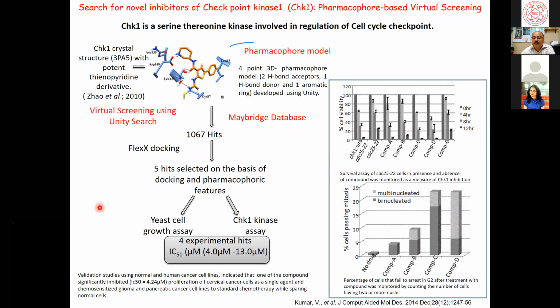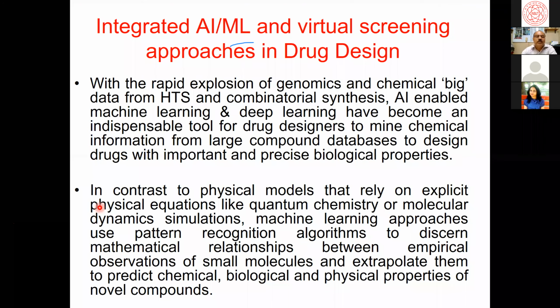Some of the recent trends that we have been observing and applying recently in our projects is how to integrate artificial intelligence, machine learning, and deep learning based methods with virtual screening approaches in drug design. With the rapid explosion of genomics and chemical big data from HTS and combinatorial synthesis, AI approaches, including both machine learning and deep learning, have become an indispensable tool for drug designers to mine chemical information from large compound databases to design drugs with important and precise biological properties.